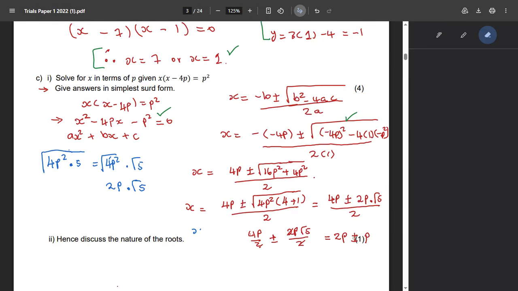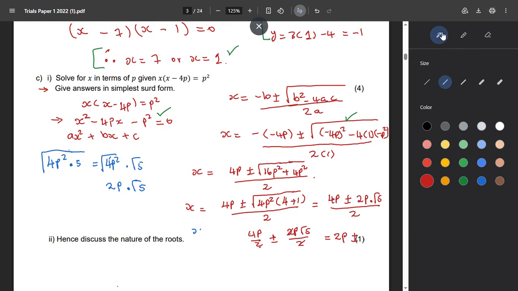I think that's enough. We can stop here now. This will be root 5p. Then this is in simplest form, because sometimes we need to add or subtract. I'll just leave it like this.